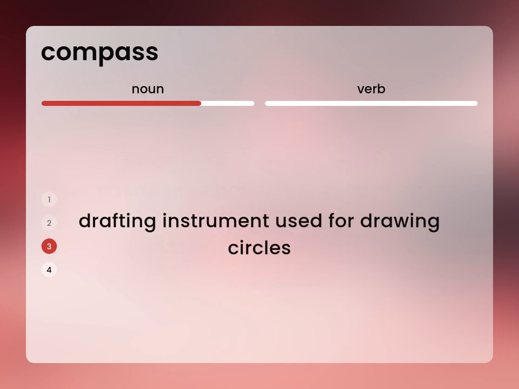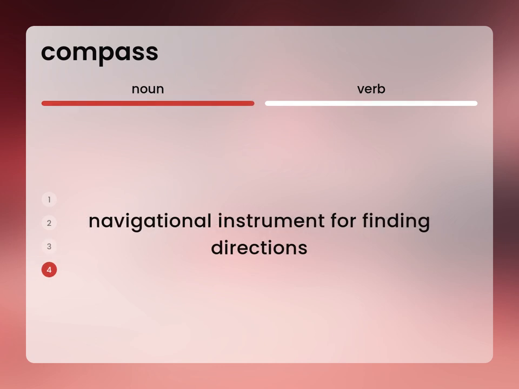Drafting instrument used for drawing circles. Navigational instrument for finding directions.